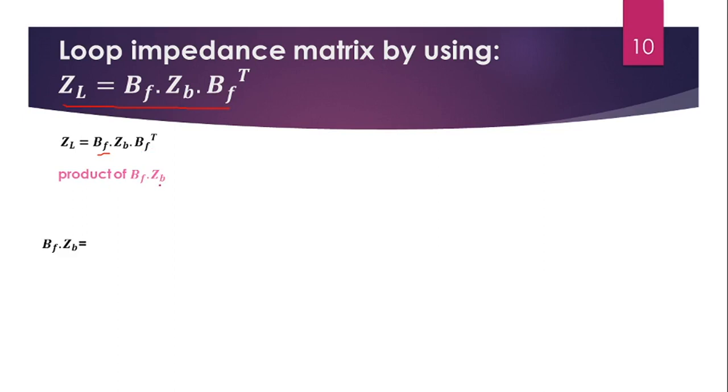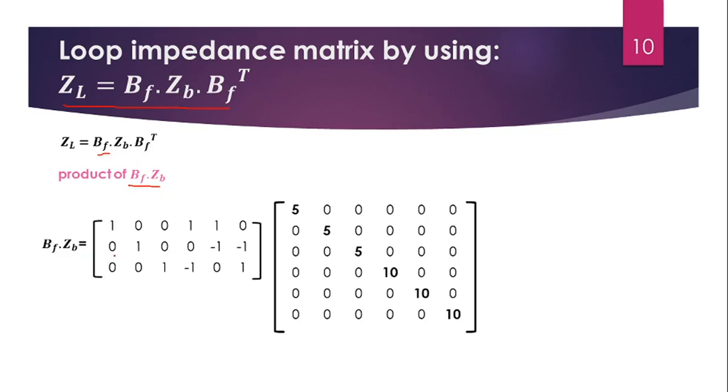So first we take the product of the tie set and ZB. What tie set matrix are we having? We already found this tie set matrix. That is 1 0 0, 0 1 0, 0 0 1, the unity matrix for the link part, as we are selecting the links as 1 2 3 and 4 5 6 as twigs. So this is the twig matrix, into the impedance matrix. So you can easily find the multiplication of matrices, the first row into first column.